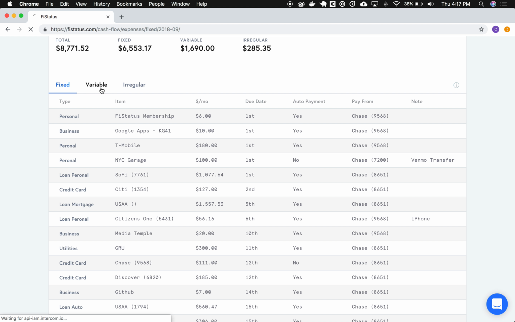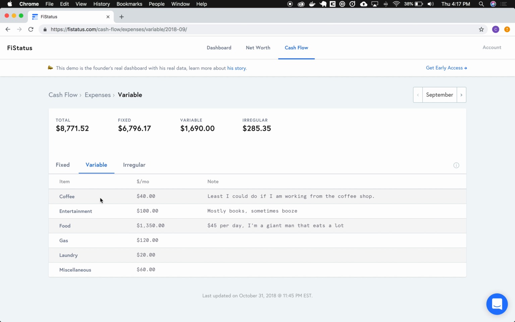And then variable is stuff that I'll look quickly over. My coffee, about $40, I try to spend. I eat basically about $45 a day. And food, I eat a lot. I'm 6'6". I eat a ton.